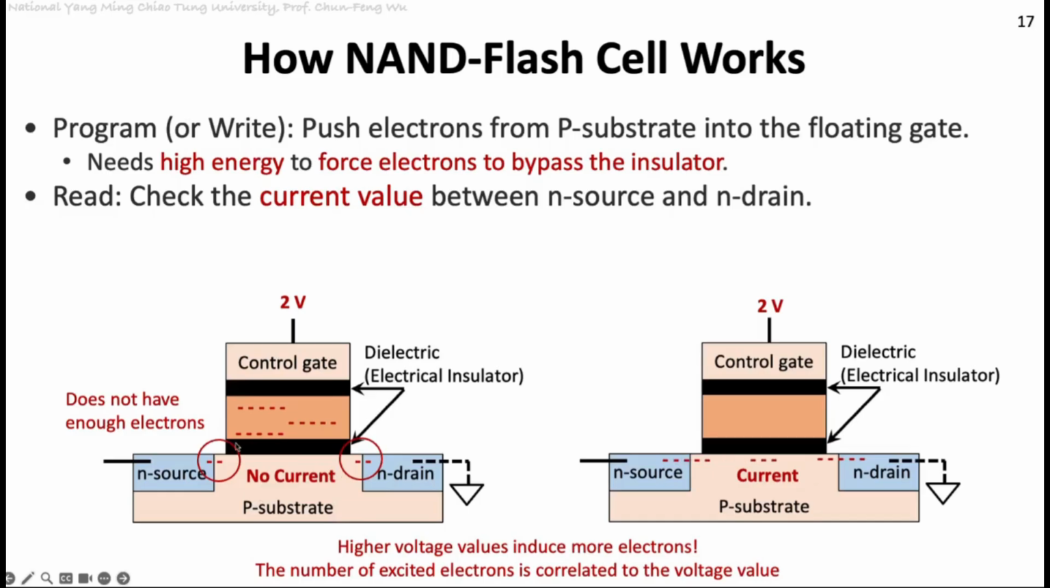So in here, there is no current. But here, even if you use 2 volt, if there is no electron inside the floating gate, you can get the current from the N source to N drain. So this is a way to program and read the NAND flash cells.